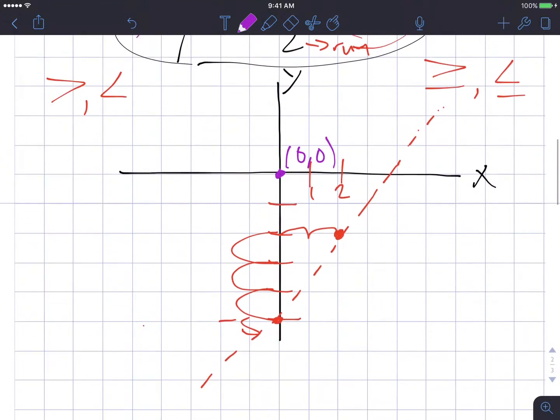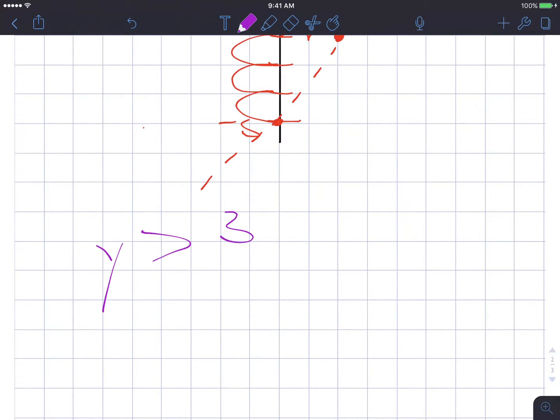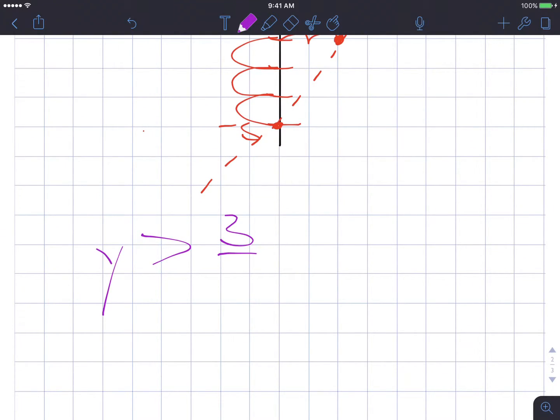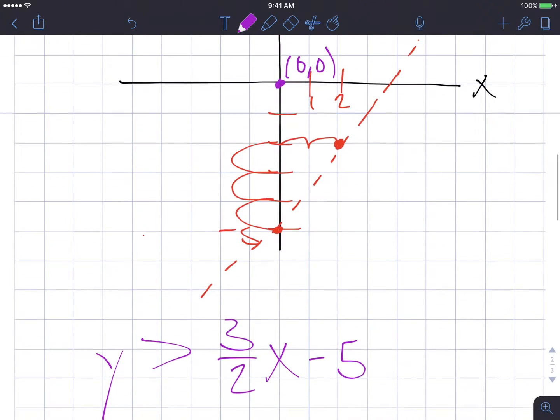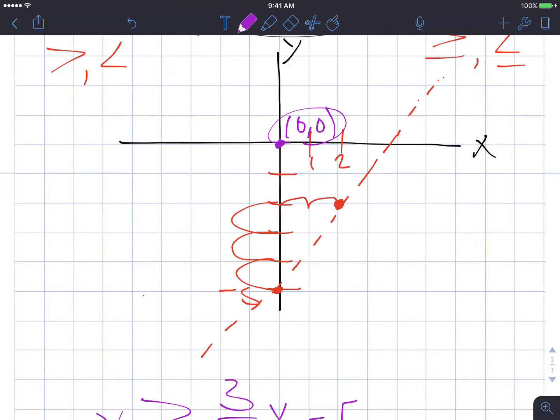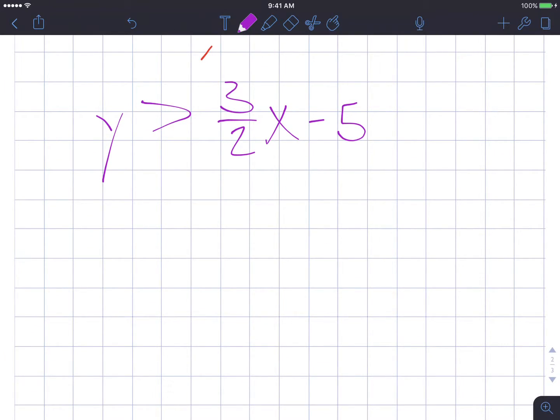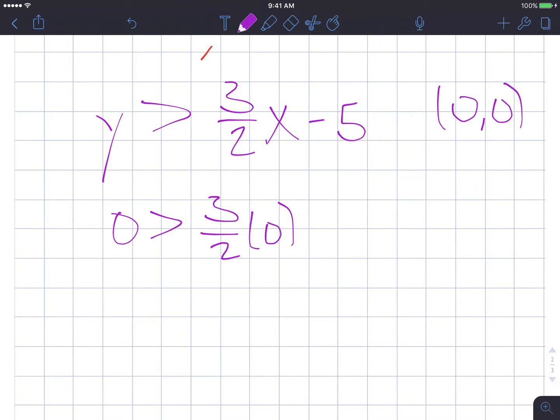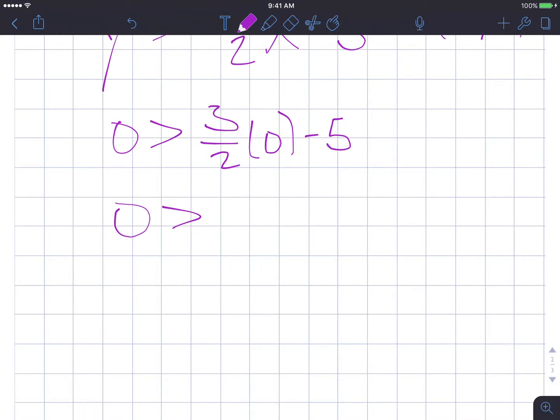So I'm going to write that down here. Y less than 3 over 2x minus 5. And I'm going to plug in the point 0, 0. So for y, we put in 0 greater than 3 over 2, x was 0 as well, minus 5. So I plugged in 0, 0 because if that point gives us a true statement, then we know that that is a solution, and then we can shade. So we have 0 greater than, what's 3 halves times 0? 0 minus 5. So 0 is greater than negative 5.